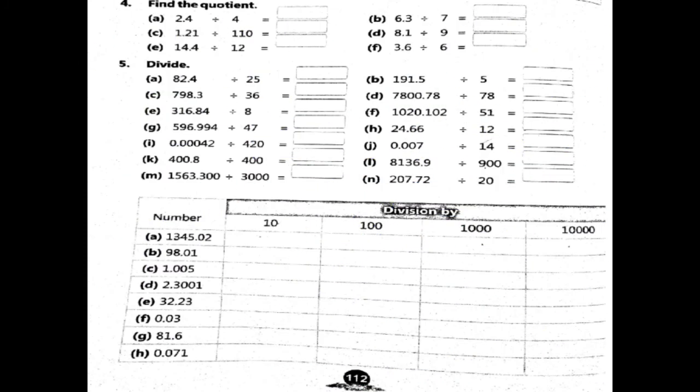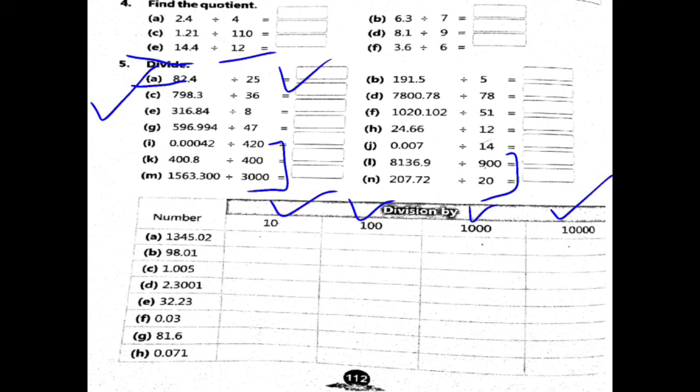Now I am providing you some exercise questions so that you can practice. In the first, you have to simply find the quotient in which a decimal number is divided by a whole number. In the next question, a decimal number is divided by a whole number again, but there are some numbers in which they have given multiples of 100 and 1000 also. So you can solve according to the rule, and here you have to divide by 10, 100, 1000, 10,000. I already explained that in the example, so try yourself.